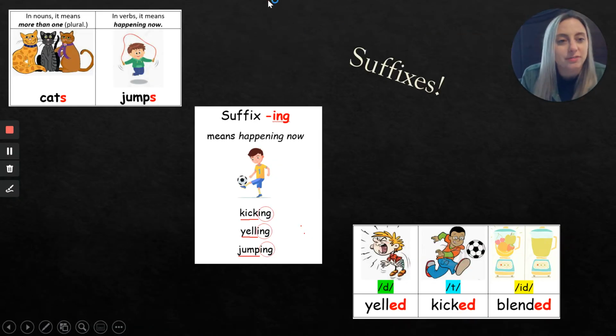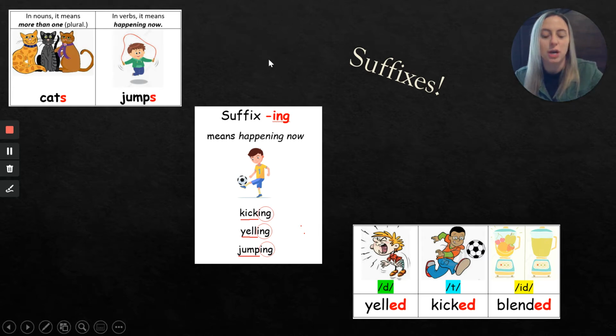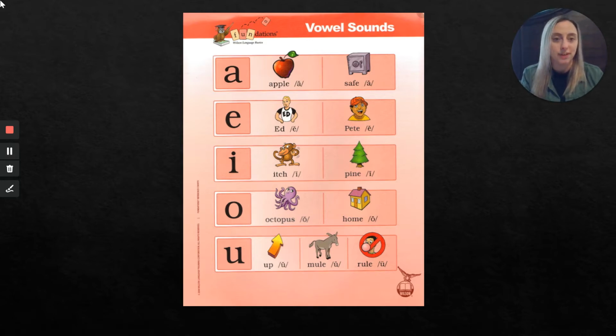Here's a review of some of the suffixes we've learned. Last week was the last time we'll look at suffixes for a little while. We're going to switch our focus back into base words, but some suffixes you know are suffix s, suffix ing, and suffix ed. Here's the new page. This is going to teach us to be more flexible with our vowel sounds, and you'll see why based on what today's lesson is.